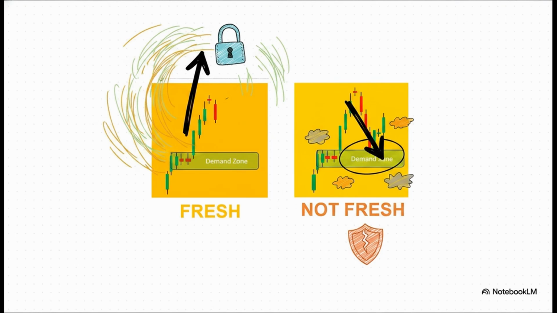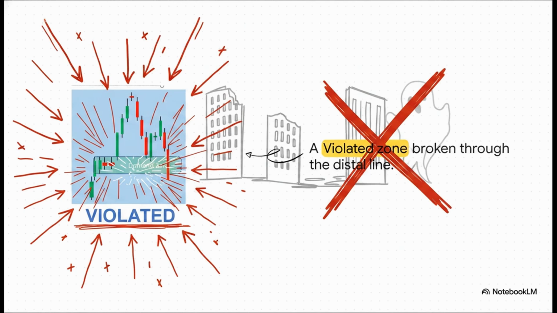On one hand, you have a pristine, fresh zone. Price exploded upward and hasn't looked back. The institutional trap is perfectly set. But then look at the not fresh zone. The price has already dipped back into that box, soaked up the lingering orders, and severely depleted the smart money backing. And then there's one scenario you absolutely want to actively avoid, the violated zone.